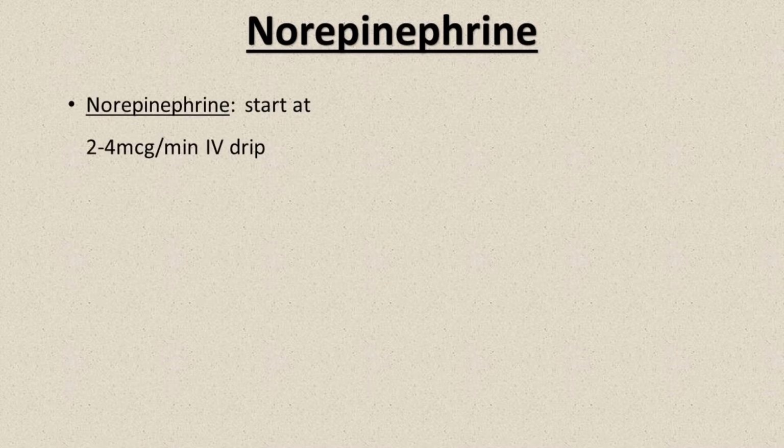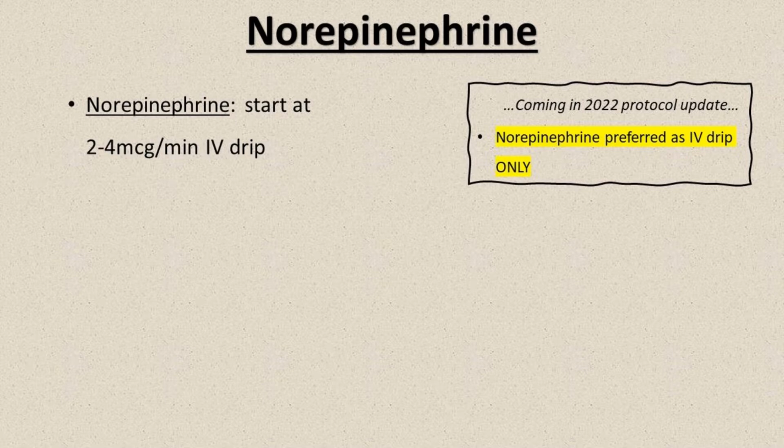Within the Allegiance protocol, we can also give norepinephrine at a starting dose of 2 to 4 micrograms per minute IV drip. Per Allegiance Medical Director Dr. Hart, norepinephrine is only preferred as an IV drip, not as a push dose. This will also be addressed in the upcoming protocol changes here in 2022.